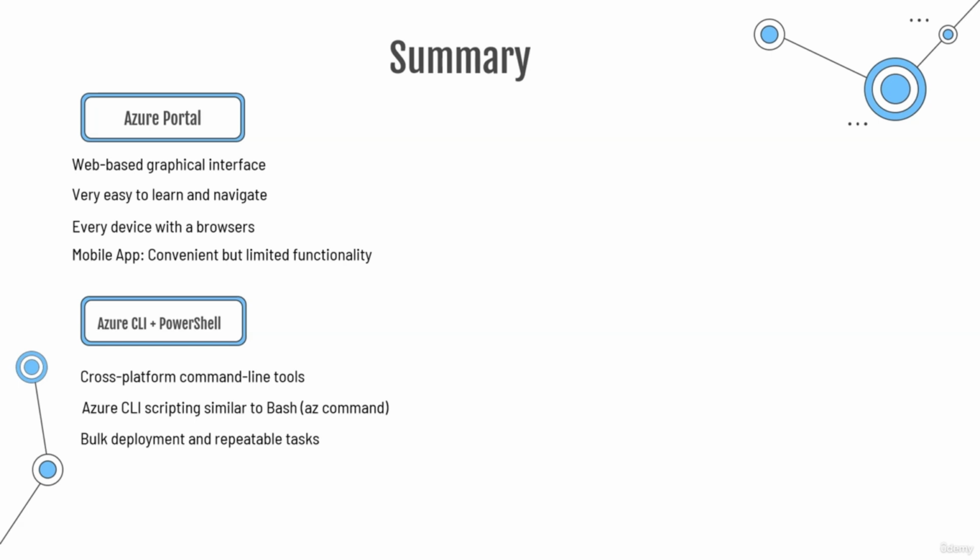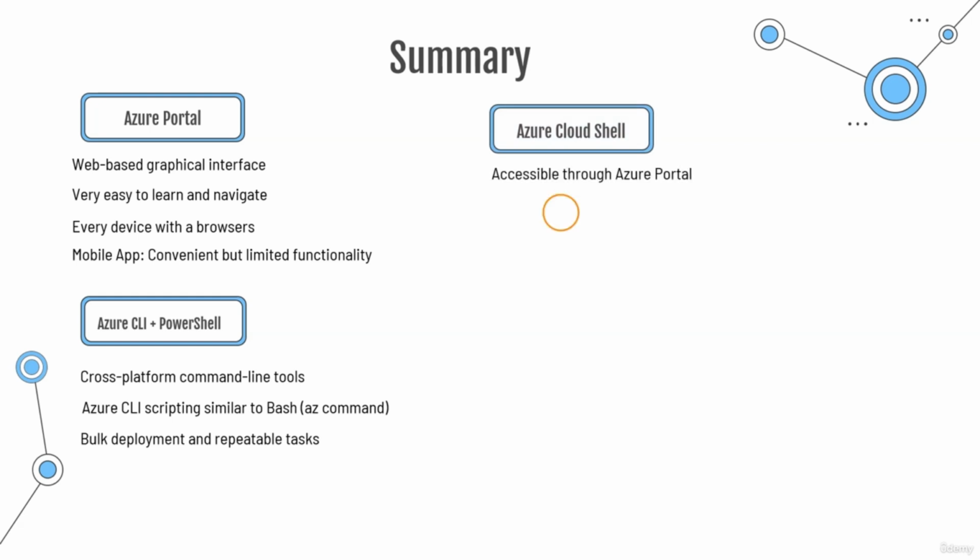Also, we've talked about the Azure Cloud Shell, which is just a way to access the Azure CLI and Azure PowerShell, because we can just go to the Azure portal and then from there just access one of those command line tools like Azure CLI or PowerShell.